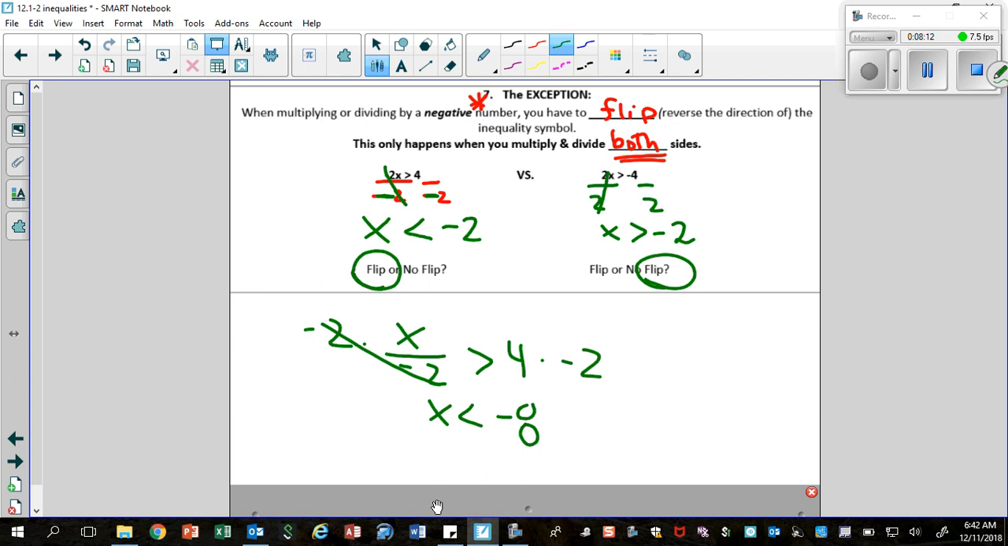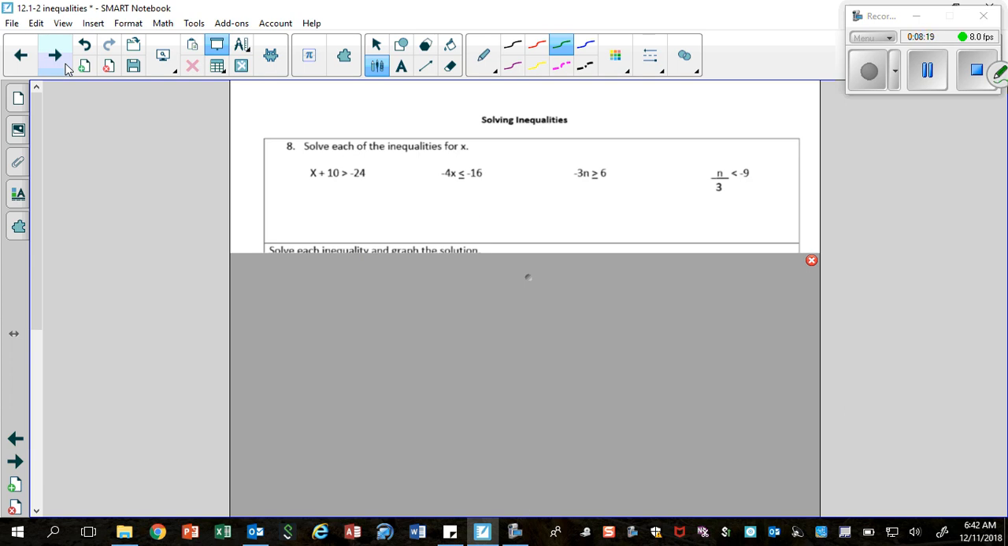Okay? So what I would like you to do is try number 8 on your own, just solving inequalities. And then 9 through 14, you're actually going to solve and graph. Good luck. Nice job.